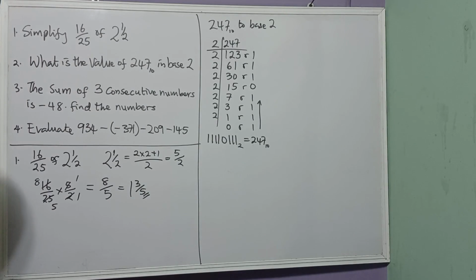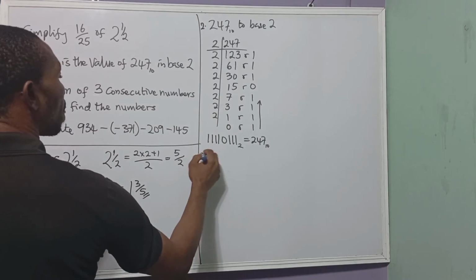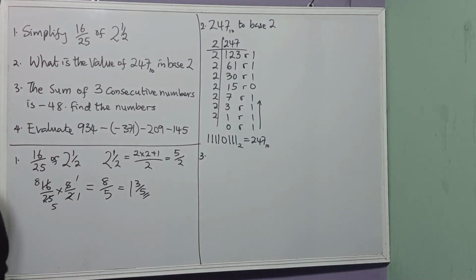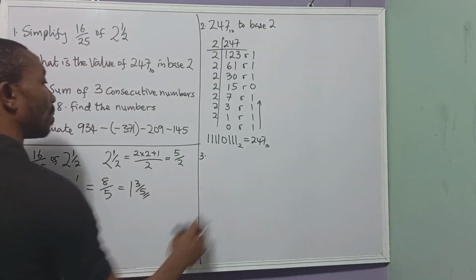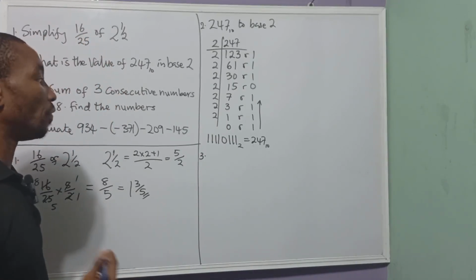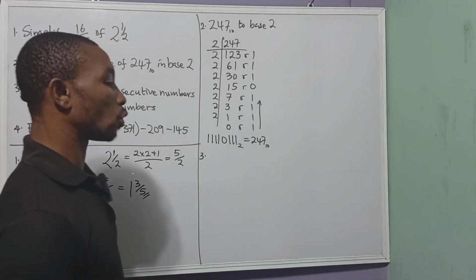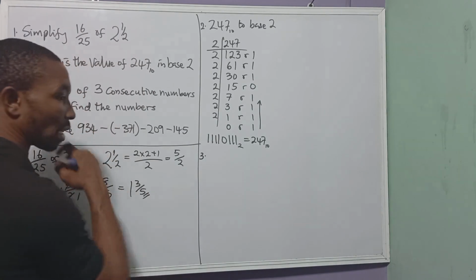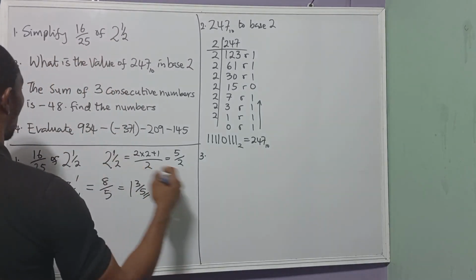Now, for our question 3, it says, the sum of 3 consecutive numbers is minus 48. Find the numbers. So if we are to find 3 consecutive numbers, when we talk about consecutive numbers, the numbers follow themselves, like 2, 3, 4, 5, 6, 7, 10, 11, 12, 13, 14, 15. Now those are consecutive numbers. Okay, so 3 consecutive numbers.